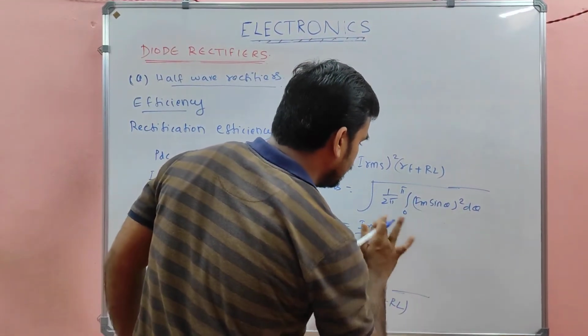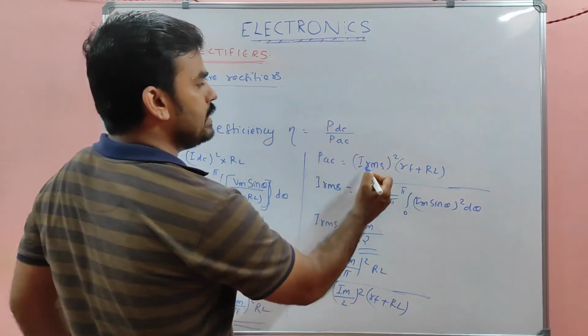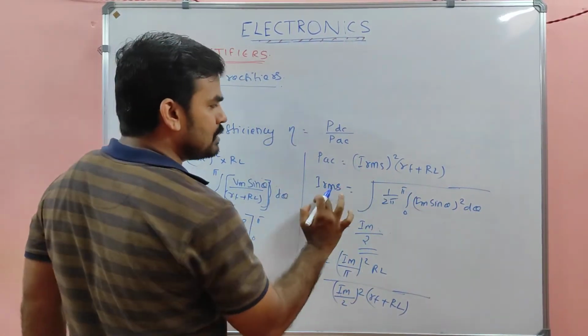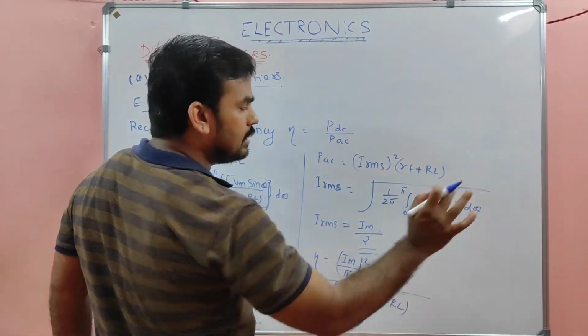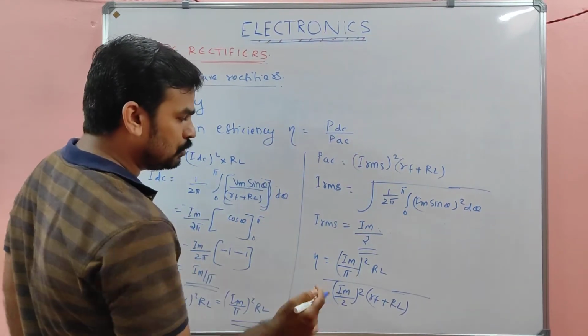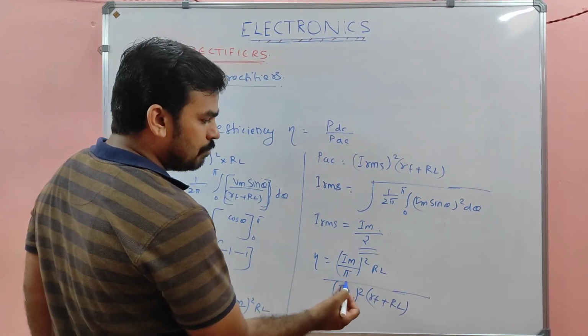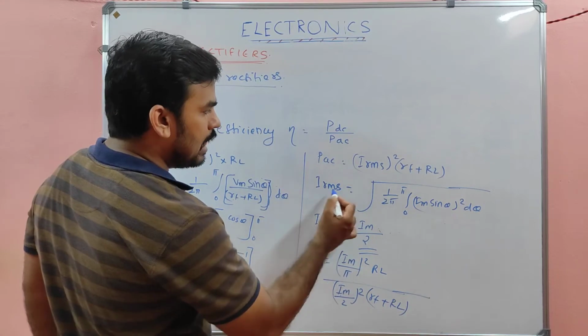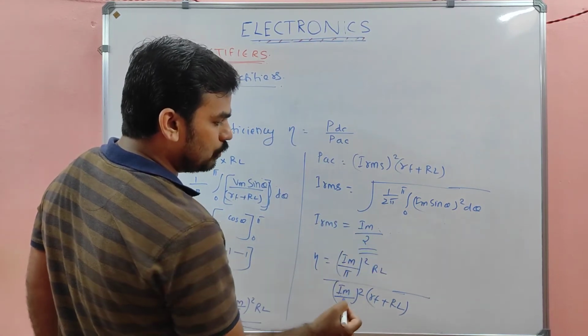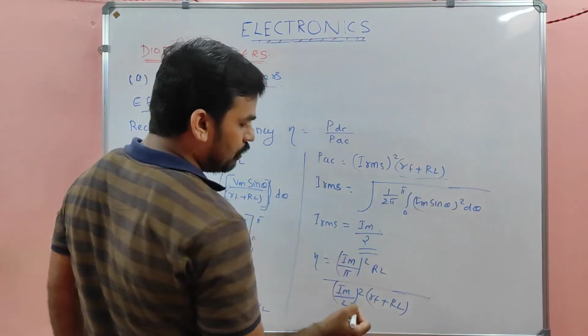IRMS square into (RF plus RL). IRMS is nothing but 1 by 2 into Im sin theta d theta; simply it will get Im by 2. So efficiency is nothing but (Im by pi) the whole square into RL divided by IRMS square, that is (Im by 2) the whole square into this term RF plus RL.